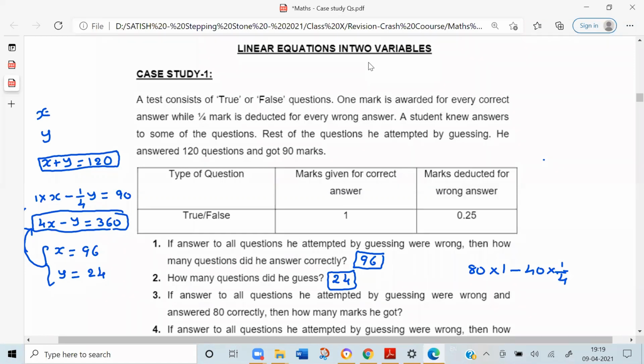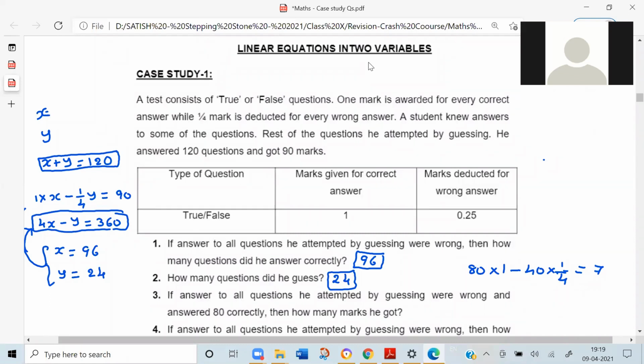Check all of you. Have you understood? 80 questions done correctly because total is 120, so 40 questions are wrong. For each question, 1/4 will be deducted. So 80 into 1 minus 40 into 1/4. Simplify this and tell me the answer. So 80 minus 10, so that is 70.